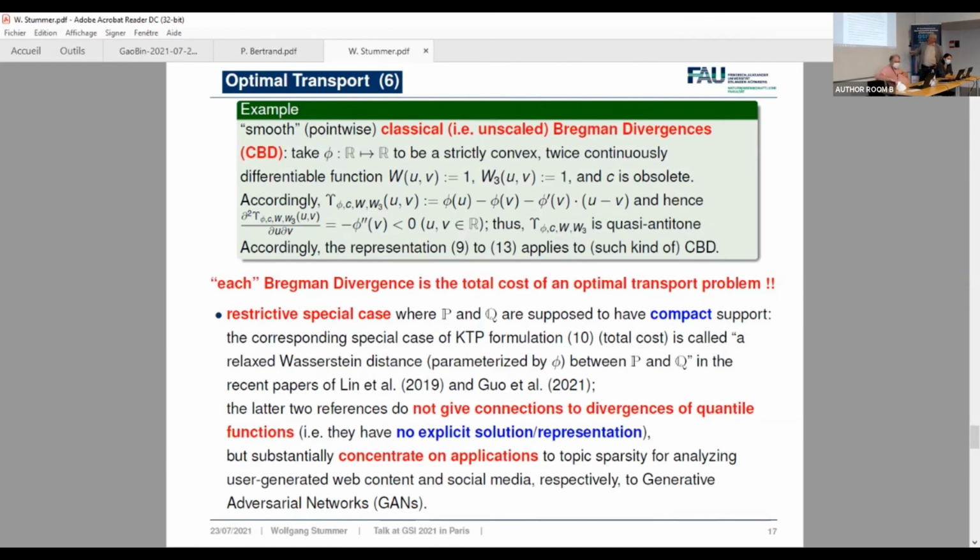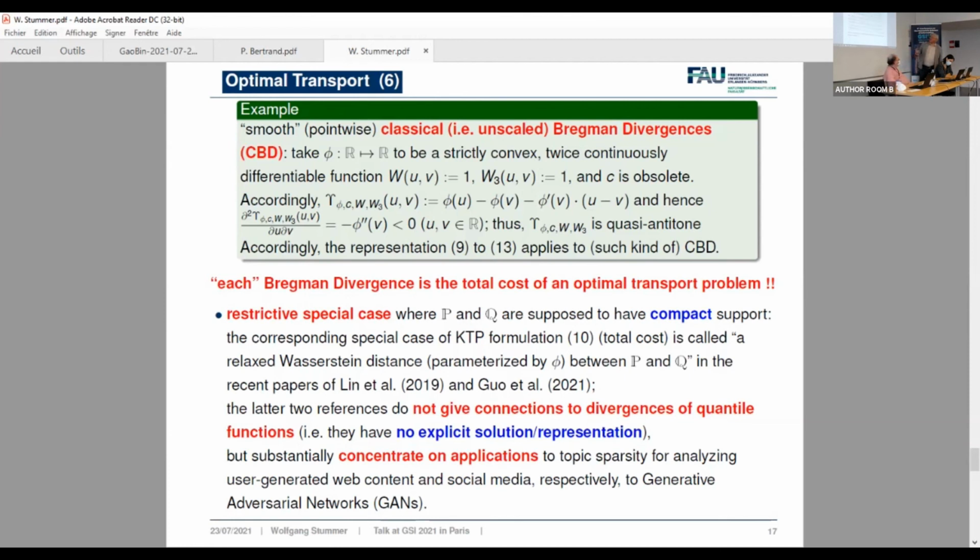So just the formulation of the Kantorovich problem as a definition of a kind of divergence was used recently by Lin and Qi, but they restrict P and Q to have a compact support, and they just state it as a problem. They don't give connections to quantile functions, and this means they have no explicit solution. They do it more or less numerically, but they concentrate on applications to GANs.